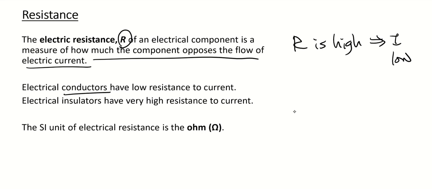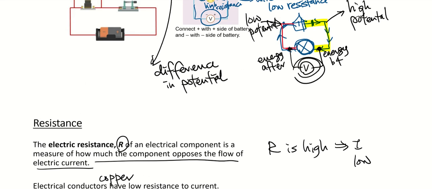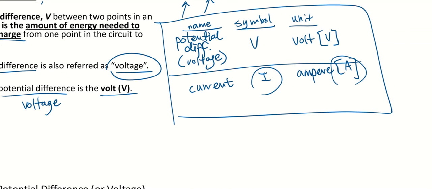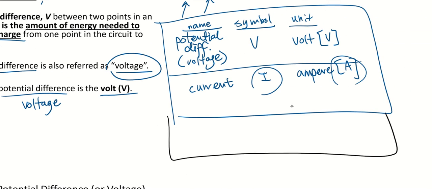An example will be your copper wire. They have very low resistance. Insulators, however, have very high resistance. Now, the SI unit of electrical resistance is the ohm. Since just now we made a summary of the terms, we will add in one more. We have just learned resistance. The symbol for resistance is R.